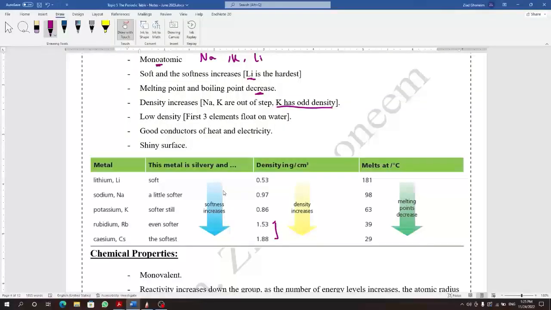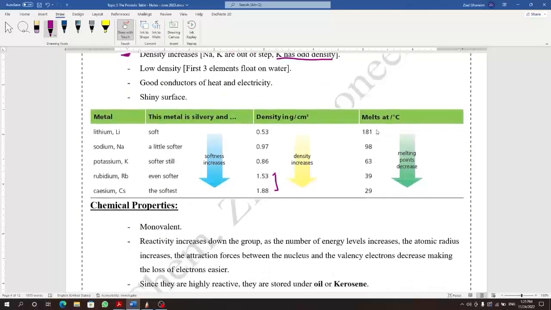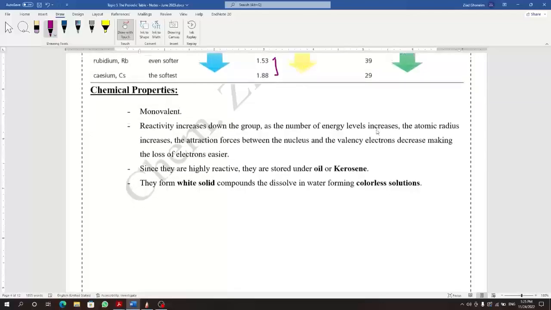Okay, so you need to pay very good attention to these properties: the density, the melting and boiling point decrease, and the softness. These three properties are very, very important because these are the differences between the group 1 alkali metals and the other metals. Now to the chemical properties.